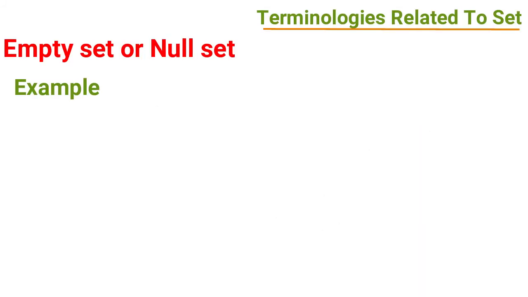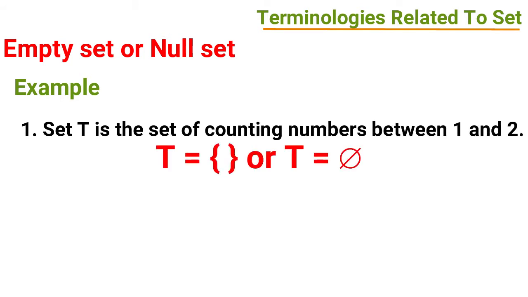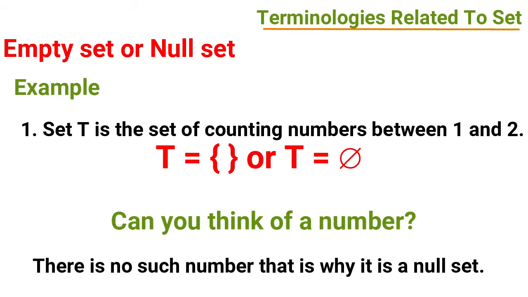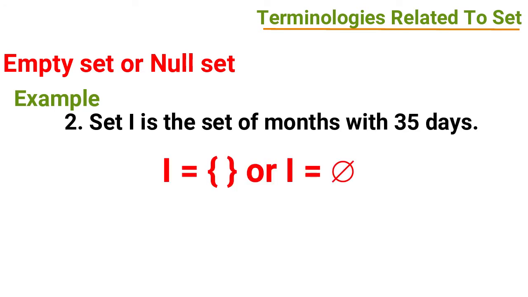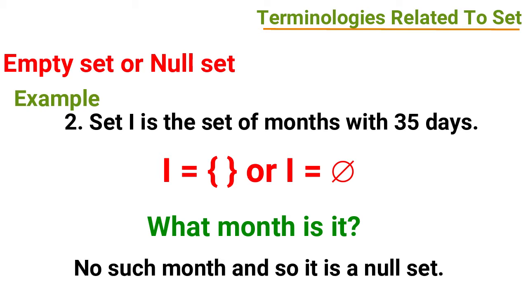Observe the examples given. Set T is a set of counting numbers between 1 and 2. Can you think of a number? Yes, there is no such number. That is why it is a null set. The second set I is a set of month with 35 days. What month is it? No such month, and so it is a null set.